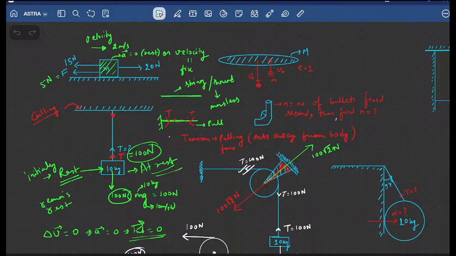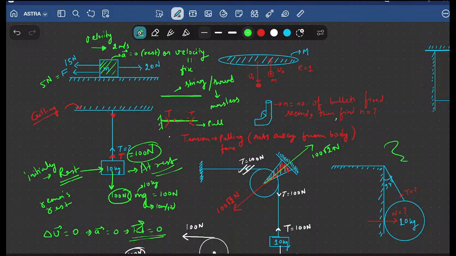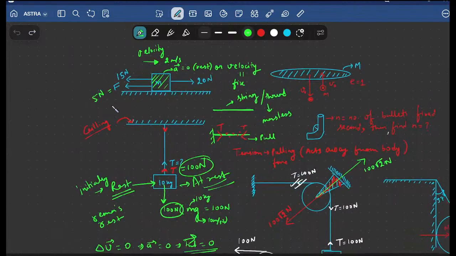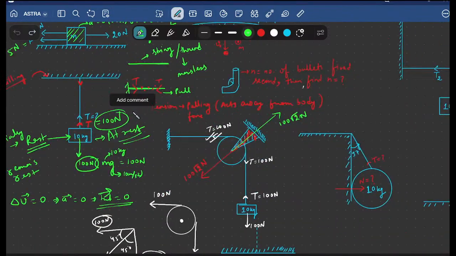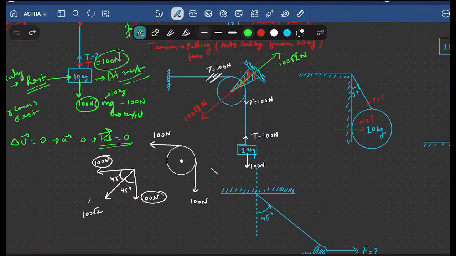So I hope it is clear till here, right? Shall we move forward?